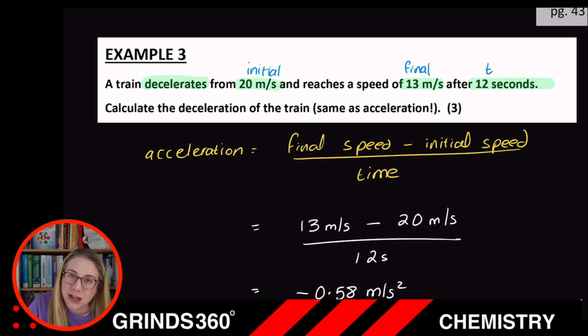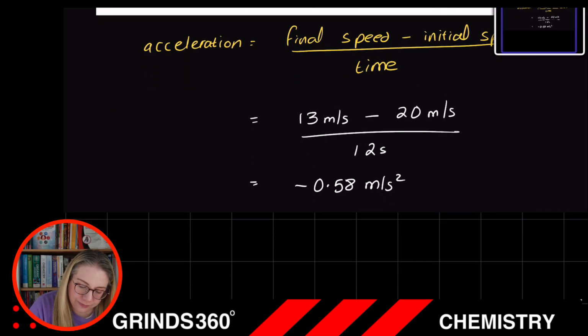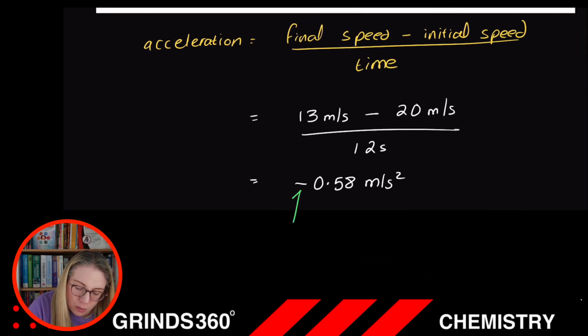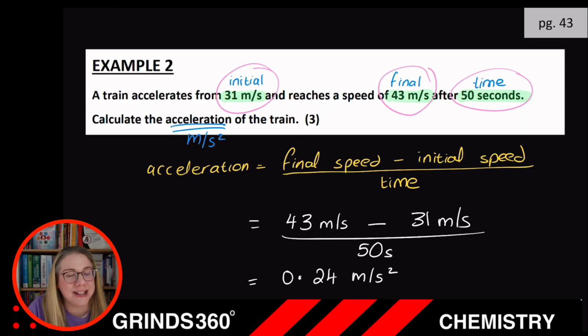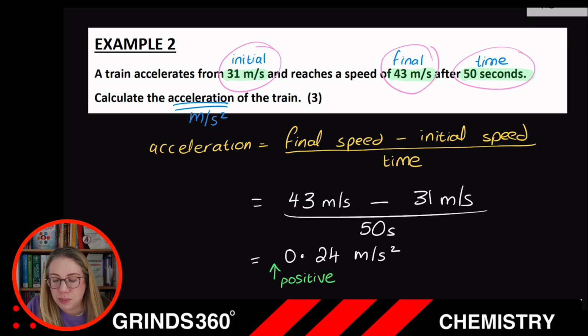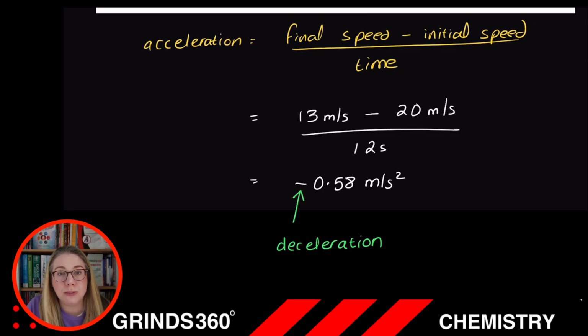Now, the sign is actually important here. So when you end up with a negative number, that means we are dealing with deceleration, that the car or whatever it is is slowing down, and that's why it is negative. Whereas when you have acceleration, where it's getting faster, you will have a positive number for acceleration. And that's just something important to note. So if you end up with a negative number, it's not wrong. It just means that you have deceleration instead of acceleration.